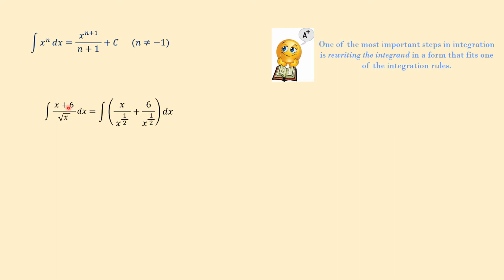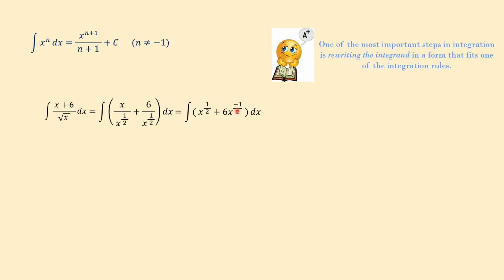So x plus 6 over square root of x can be rewritten in the form of x over x to the 1/2, square root of x is x to the 1/2, plus 6 over x to the 1/2. Now we can simplify x to the 1 by x to the 1/2. We can subtract the powers. Here power is 1, the power in denominator is 1/2. 1 minus 1/2 is 1/2.